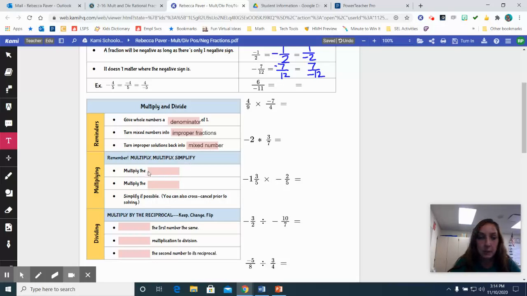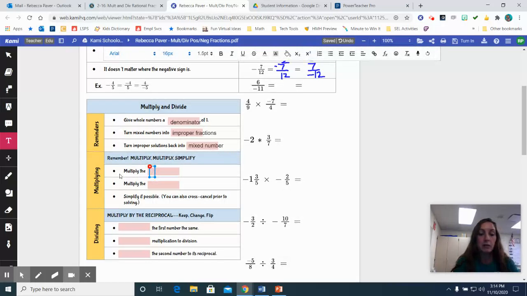Those are the 3 steps. Multiply, multiply, simplify. First, multiply means multiply the numerators together, so top times top. The next multiply means multiply the denominators together, so that would be bottom times bottom. And then for that last step, you just simplify if possible.